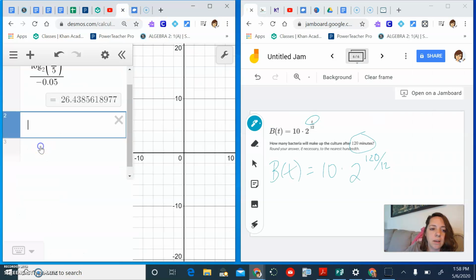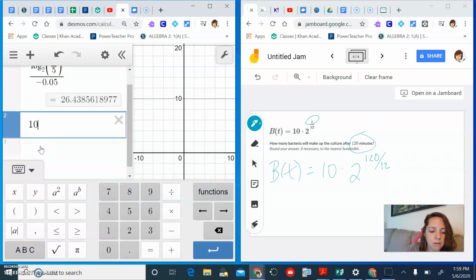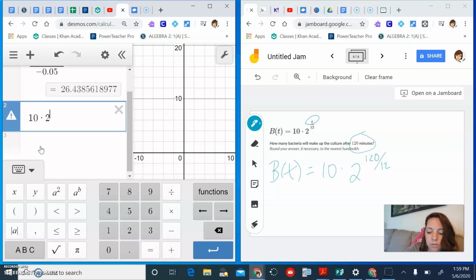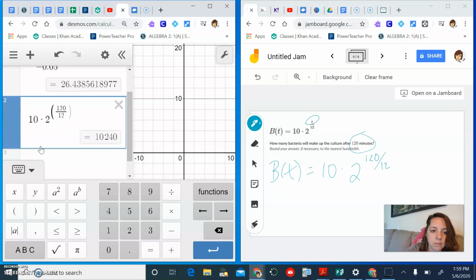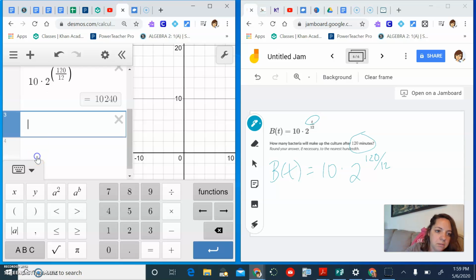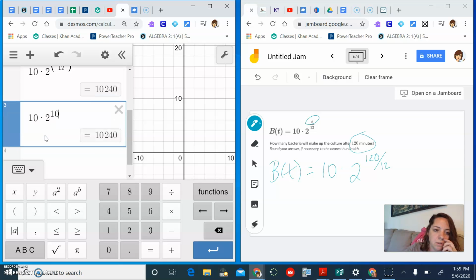So we're just plugging this in the calculator and we type in 10 times 2 to the power of, and again, you can just type in very carefully with parentheses 120 over 12, but honestly, we all know that's just 10. And to show you that I'm not going crazy, 10 times 2 to the power of 10. It's the same answer.